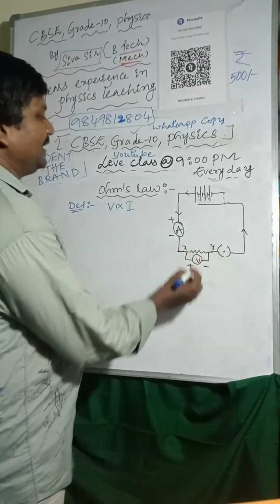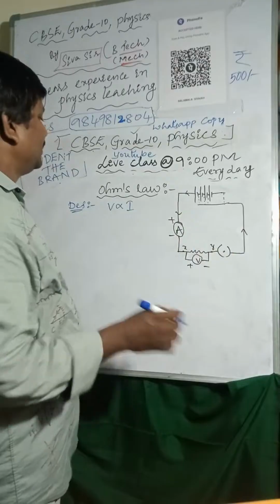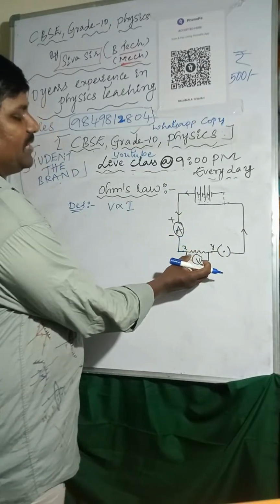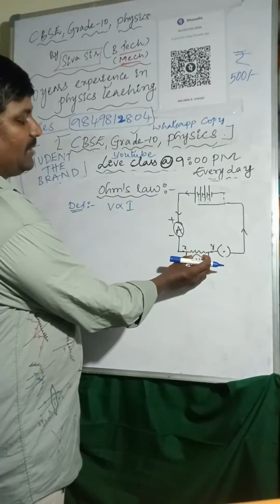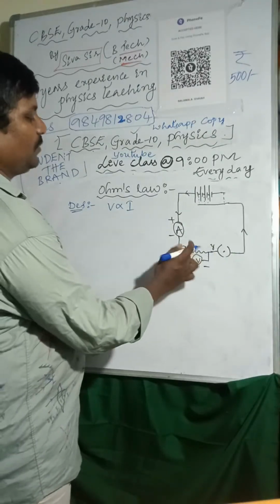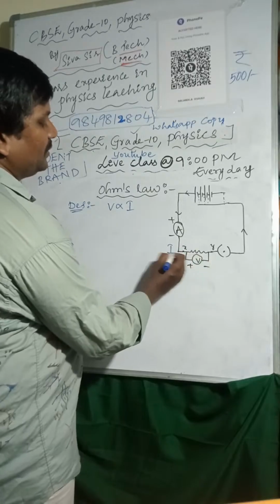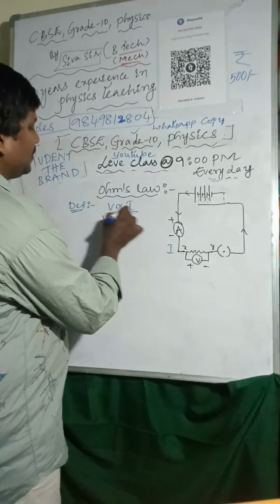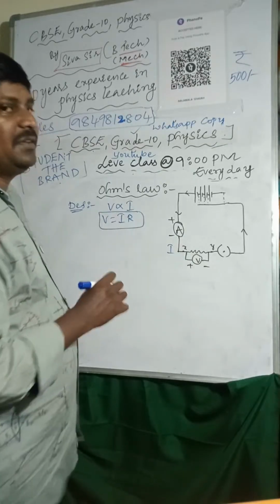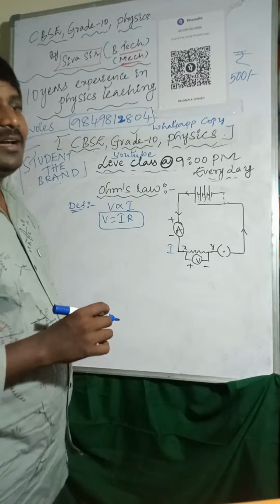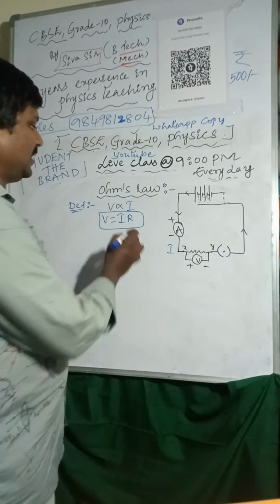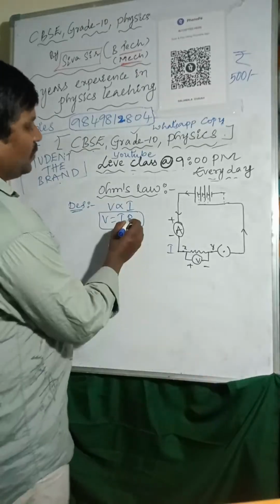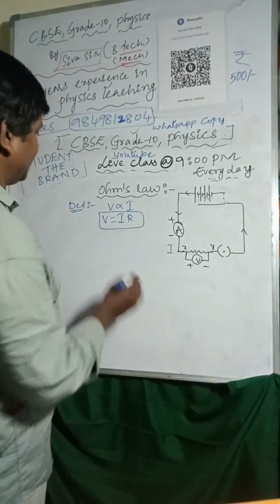So I am considering current is passing through it. So V is directly proportional to I. The potential difference across the metallic conductor is directly proportional to the current flowing through it. So V equal to IR. Ohm's law gives the definition of resistance. So this is the resistance.